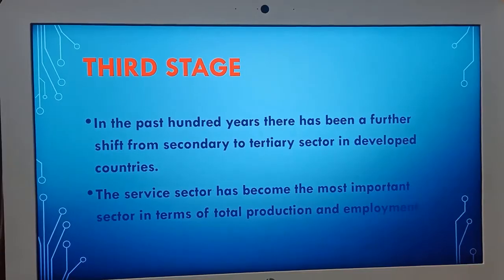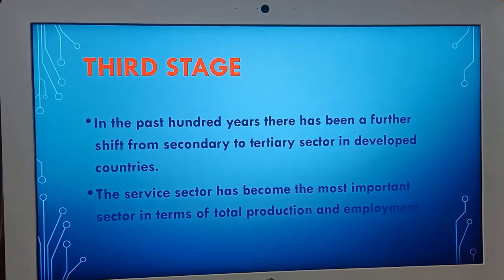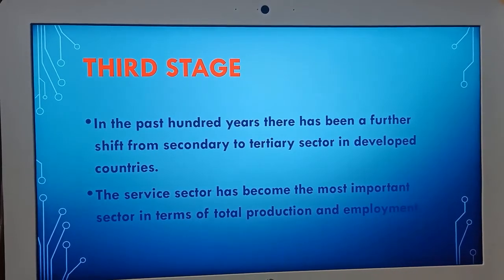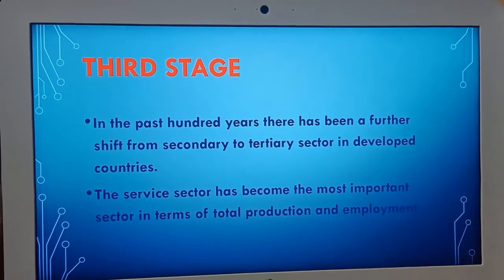In the past 100 years, there has been a further shift from the secondary sector to the tertiary sector. In this third stage, the service sector has become the most important sector in terms of total production and employment.